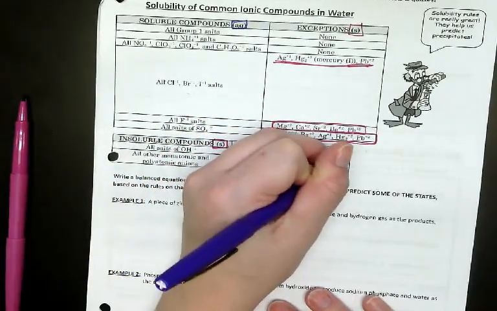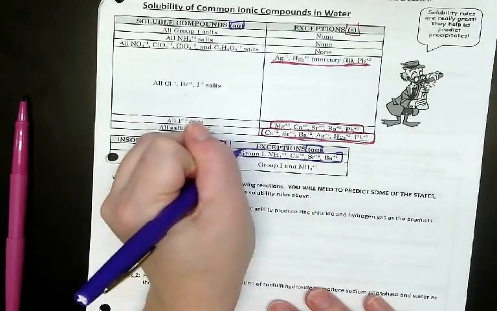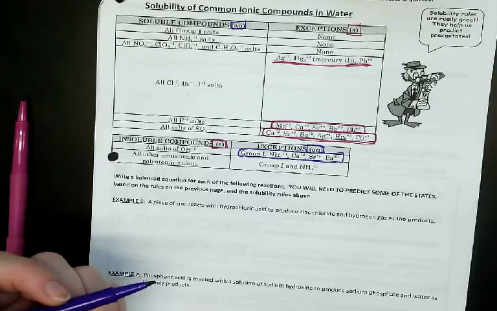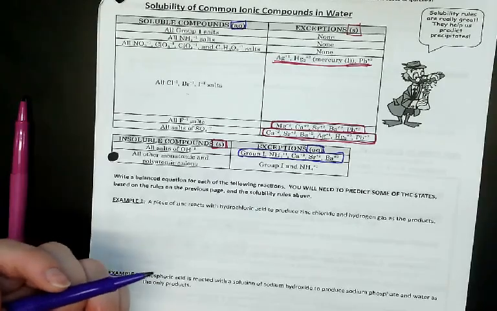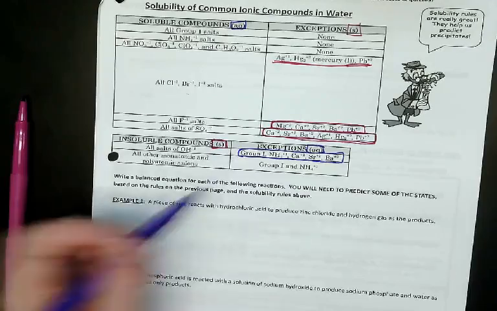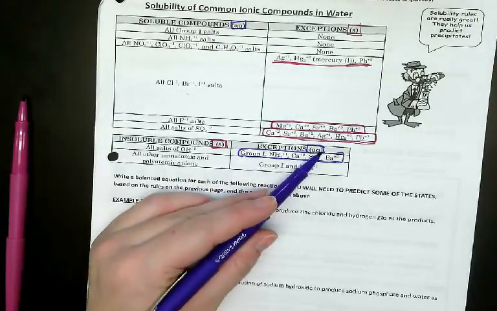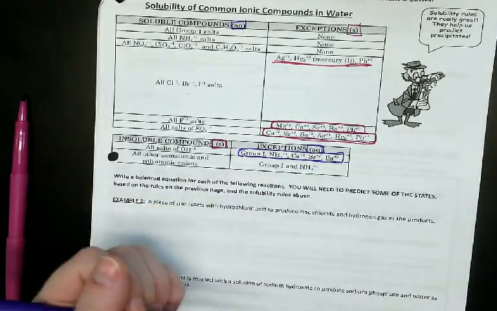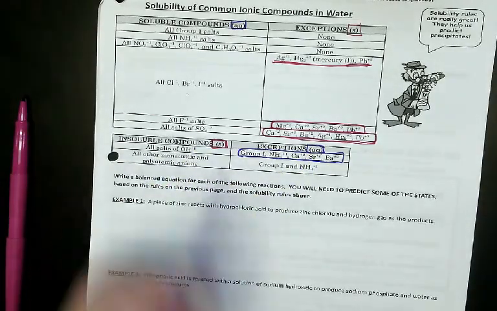So sodium hydroxide is going to be aqueous. Magnesium hydroxide is going to be a solid. Calcium hydroxide is aqueous. Barium hydroxide is aqueous. But if I have iron 2 hydroxide, solid. And then all other monoatomic and polyatomic ions.